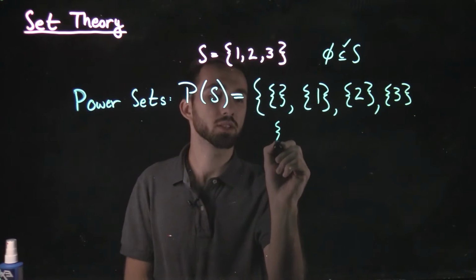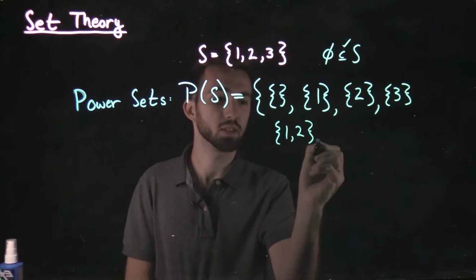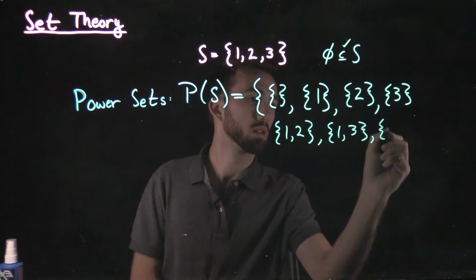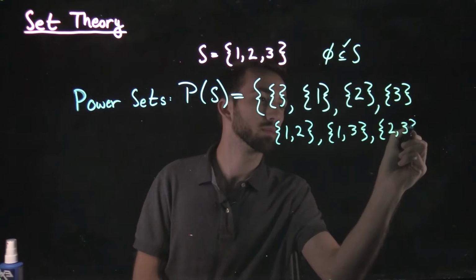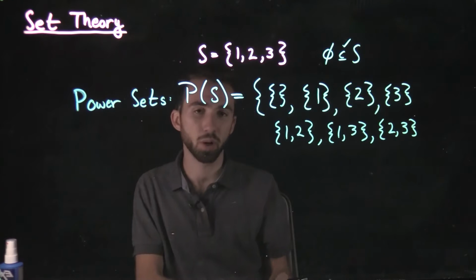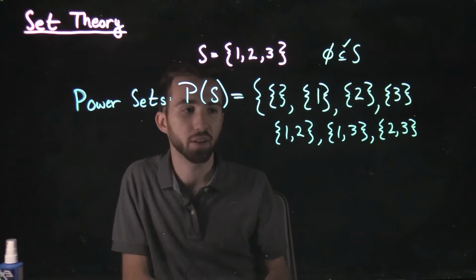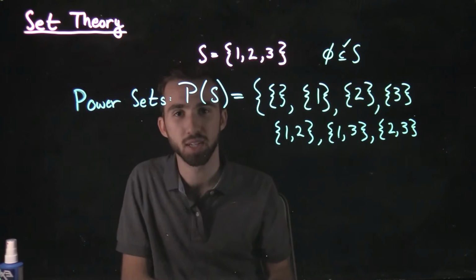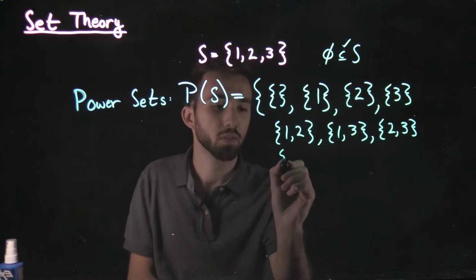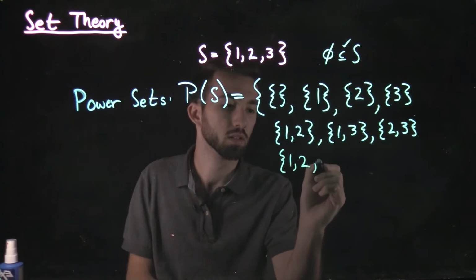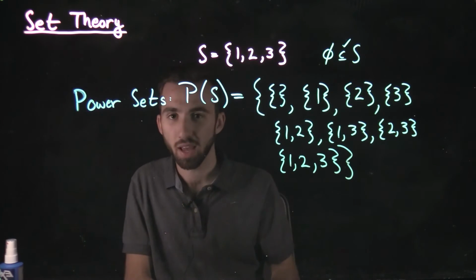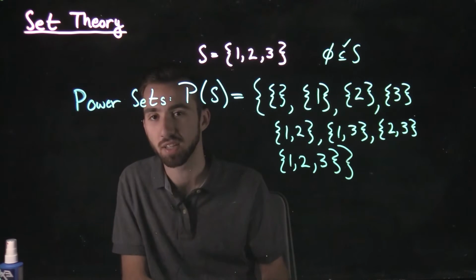And then let's write out some double element subsets. Well, there's 1, 2. There's 1, 3. There's 2, 3. Right, so these are all the 2 element subsets. And you might be thinking right now that, oh, well, these are all the possible subsets of S. Well, there's one more that we're missing. We're missing the set S itself, because every subset is a subset of itself, by definition of subset.